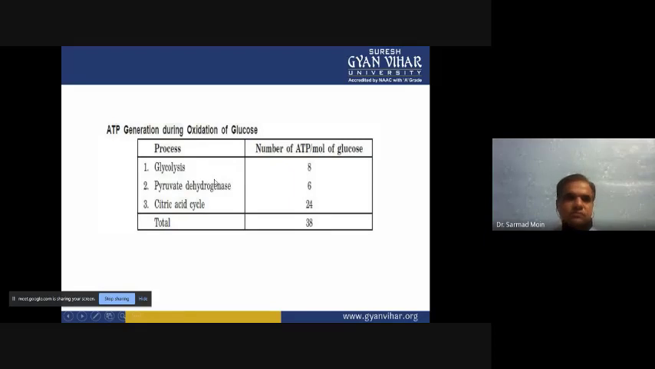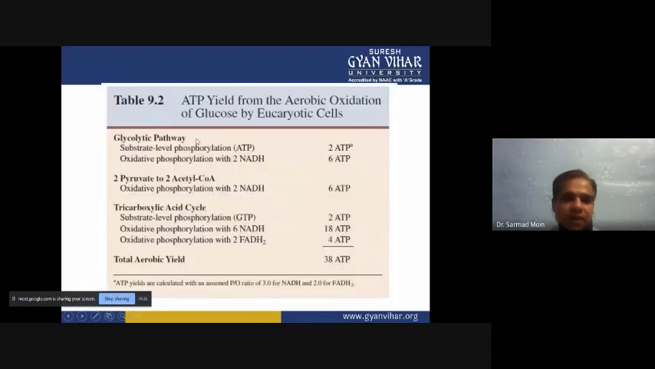Okay. Now, ATP formation by aerobic oxidation of glucose in a eukaryotic cell. Prokaryotic cells do a different type of energy production, and eukaryotic cells also produce it differently. If you see the eukaryotic glycolytic pathway, they are producing a total of 8 molecules.